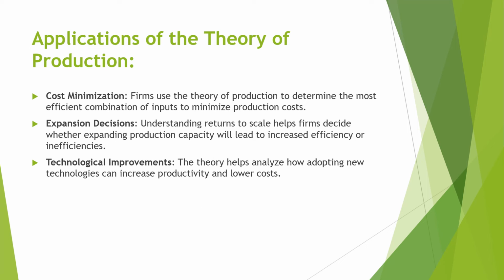Applications of the theory of production. Cost minimization, expansion decision, and technological improvement are the applications of the theory of production. First, let's look at cost minimization. Firms use the theory of production to determine the most efficient combination of inputs to minimize production cost. Because it is through the theory of production that you can know which of these inputs can be best used to minimize production cost.